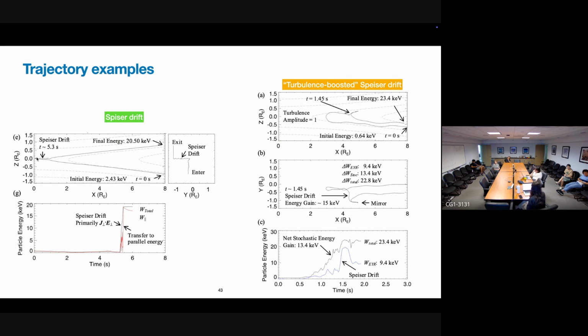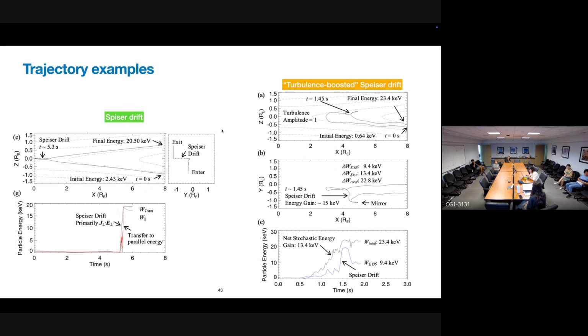And then the Speiser drift, those are for the particles that go really into the center of the reconnection line, so they can be demagnetized and go in the out-of-plane direction. Different from the Fermi, we can see the energy gain easily reaches 20 keV, an order of magnitude larger than the Fermi acceleration. So this is a classic Speiser drift. This will happen even without turbulence.